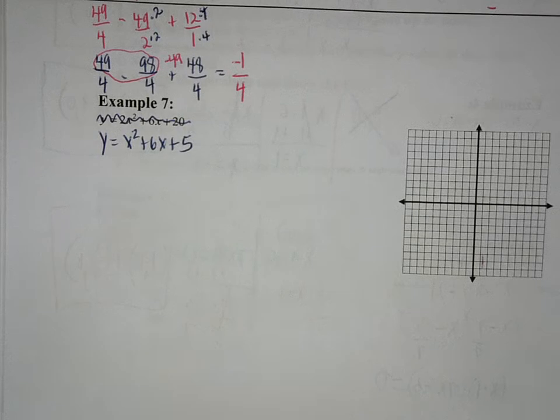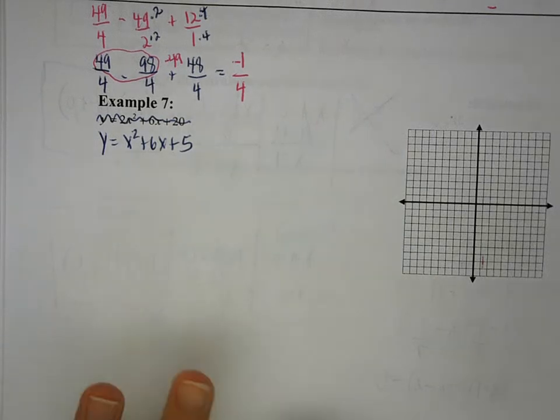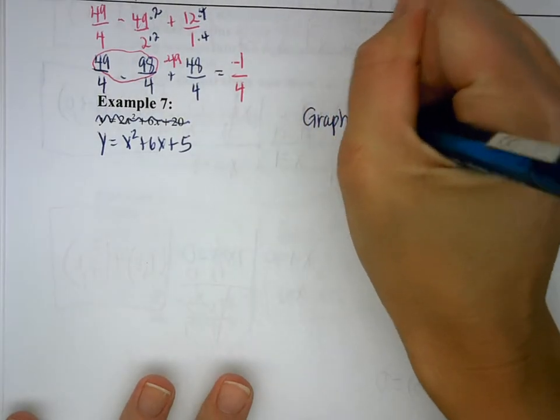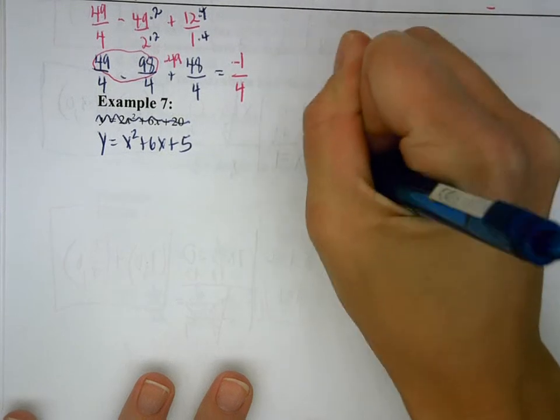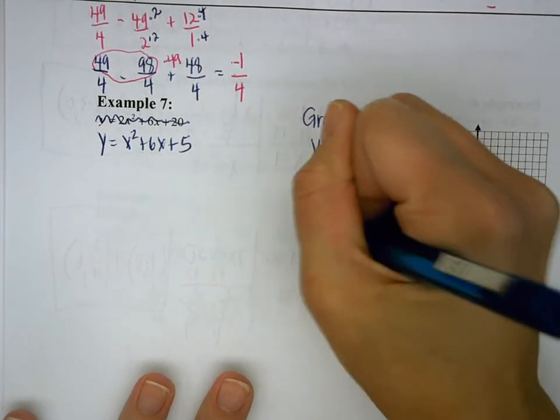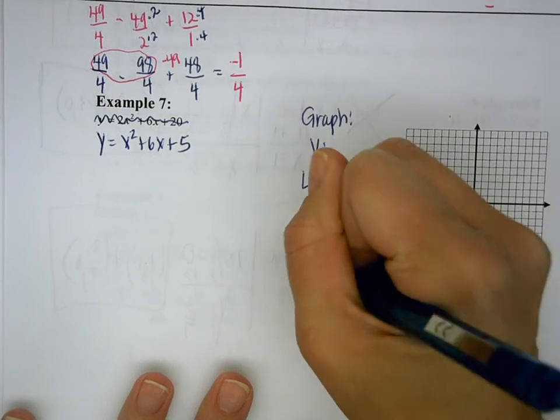All right, so same thing. Let's write down everything that we need. We need your graph. We need your vertex, your line of symmetry, your x-intercepts, and your y-intercept.